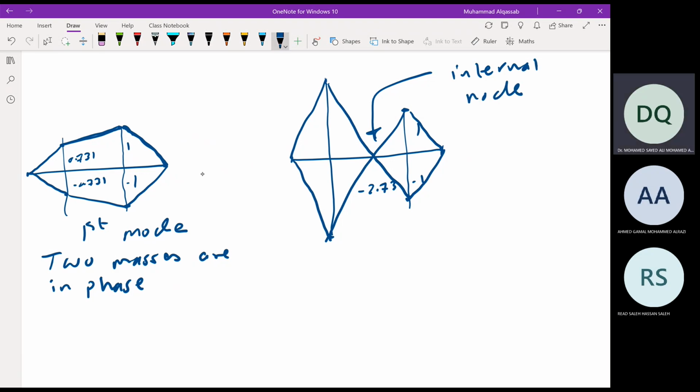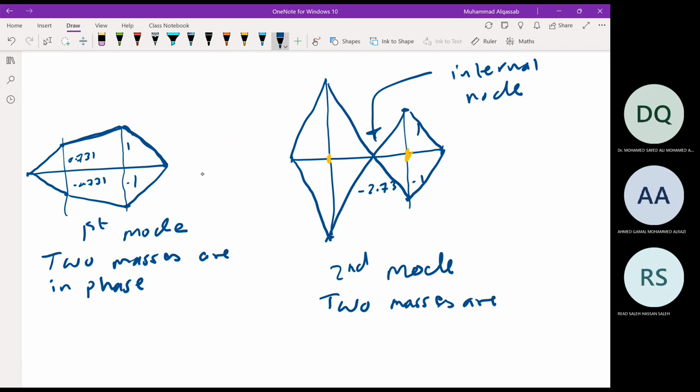Now this is the location of 2M, and this is the location of M. So there is a point on the spring in the middle that has always 0 deflection or displacement at all times. So here is the second mode, and the two masses are moving out of phase, which means they move in the opposite direction.